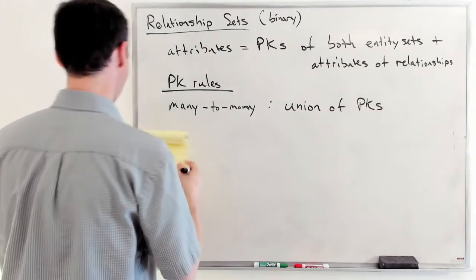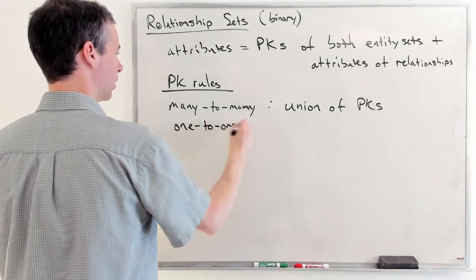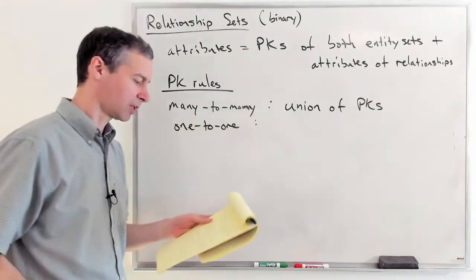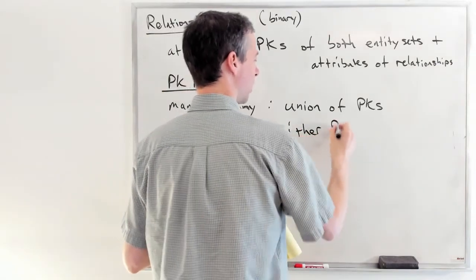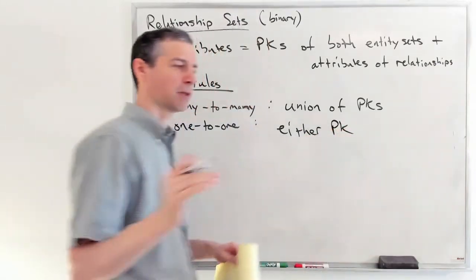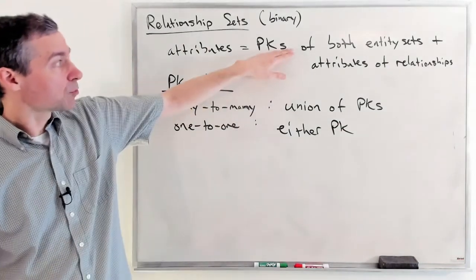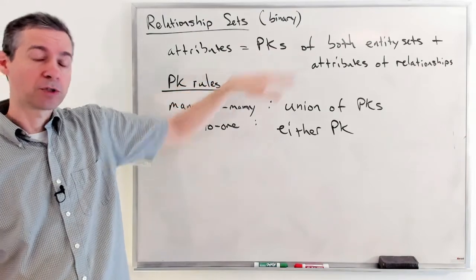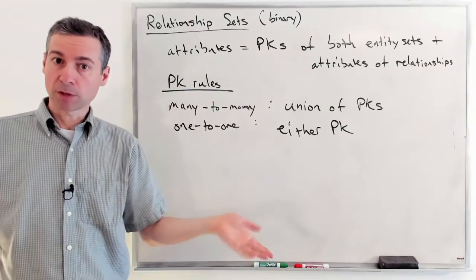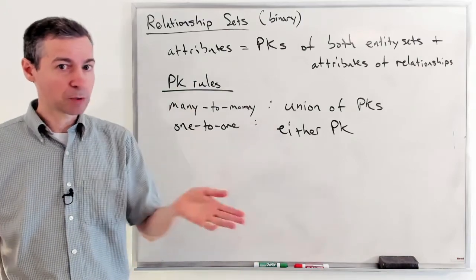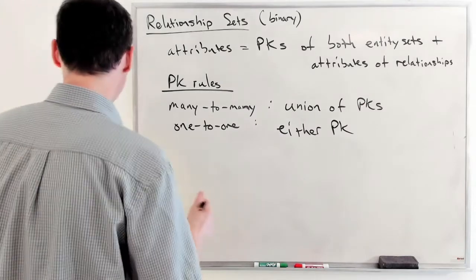All right. Now, if we have a one-to-one relationship, this means that we can pick either primary key to be the primary key of the relationship set. So you're going to have them both in the table, but you get to pick and declare whichever one you want arbitrarily to be the primary key. You don't pick both of them, you only need to pick one of them. All right, that's easy enough.